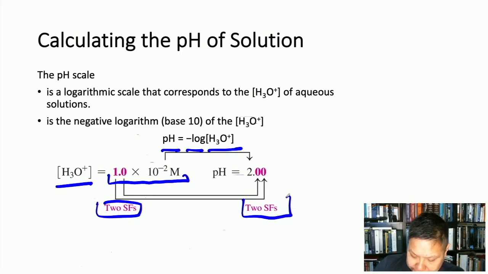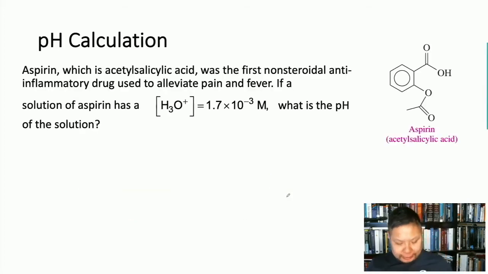So let's actually do a quick calculation of the pH of aspirin. The pH of aspirin. So aspirin, whose chemical name is actually acetylsalicylic acid.